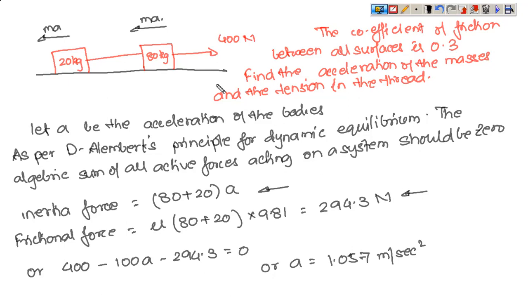This also acts in this direction, and the inertia force also acts in this direction. So this situation is very clear now. Now, this is 400. So by dynamic equilibrium, 400 minus the inertia force minus the friction is equal to 0. So 400 minus 100A minus 294.3 is equal to 0. So you calculate the value of A as 1.057 meter per second square.